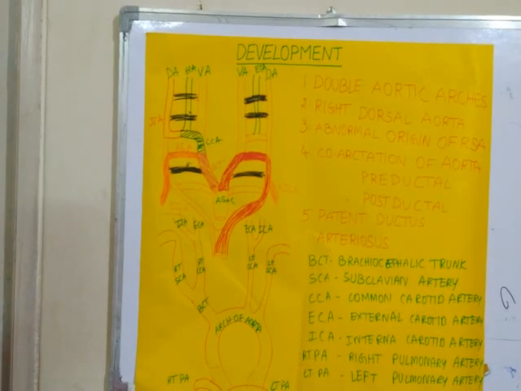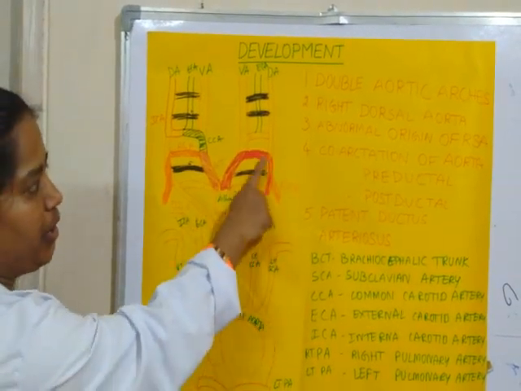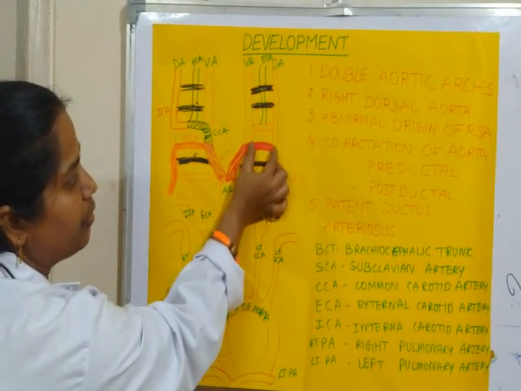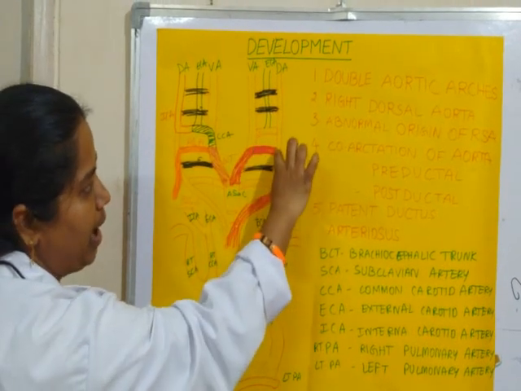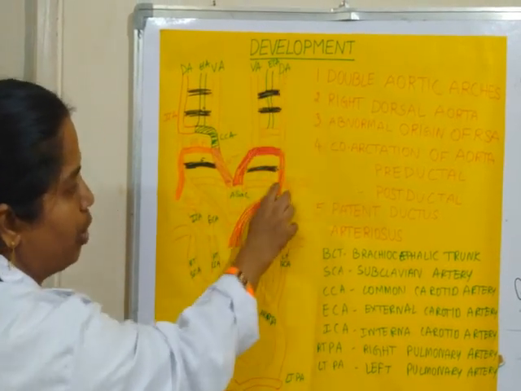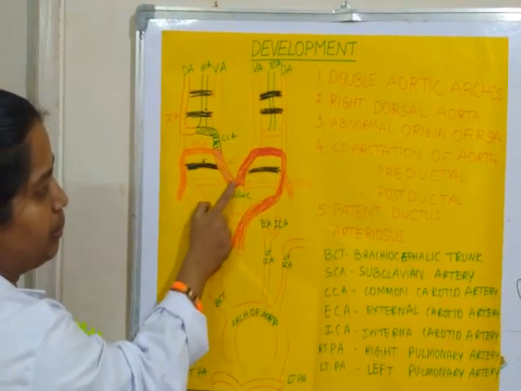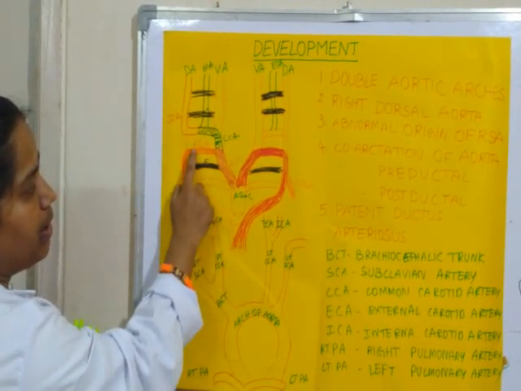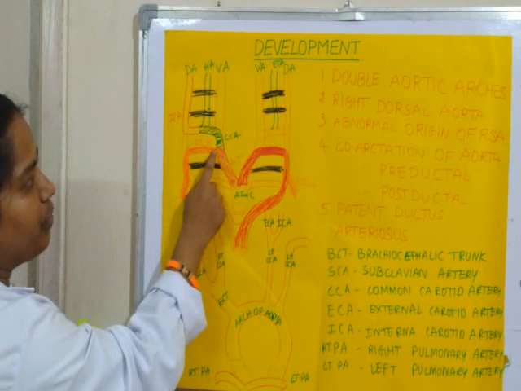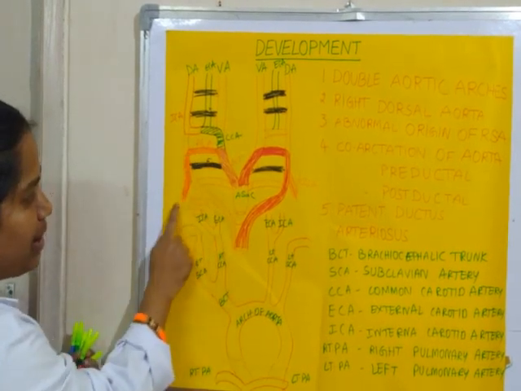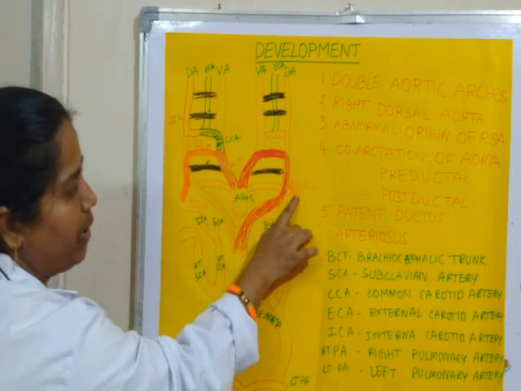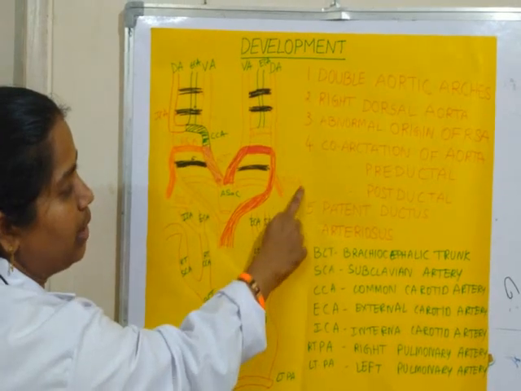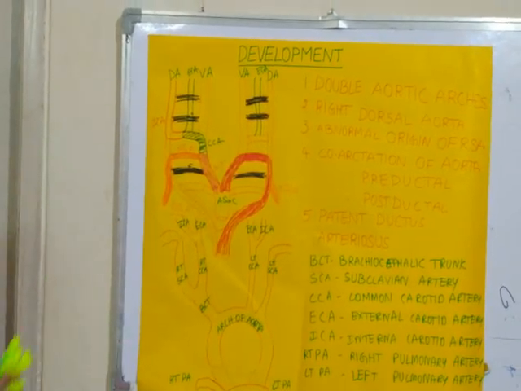So what is important here is that the arch of aorta is formed from the left horn of the aortic sac, the fourth aortic arch, and the remaining part of the dorsal aorta. The brachiocephalic trunk is formed from the right horn of the aortic sac. The right subclavian artery is formed from the fourth aortic arch as well as the seventh intersegmental artery. But the left subclavian artery is formed only from the seventh intersegmental artery.